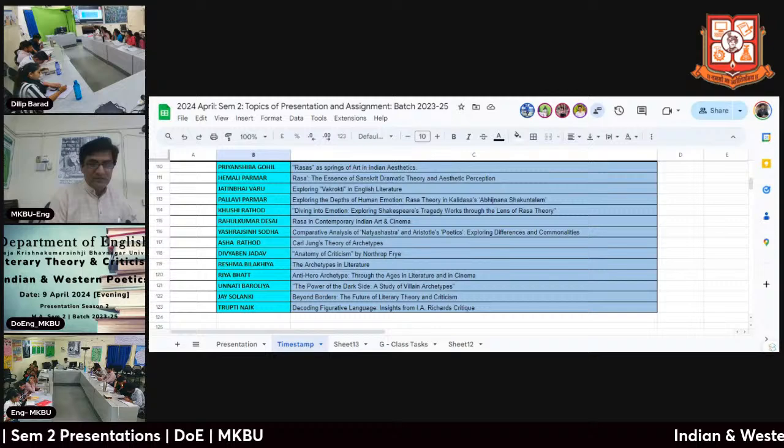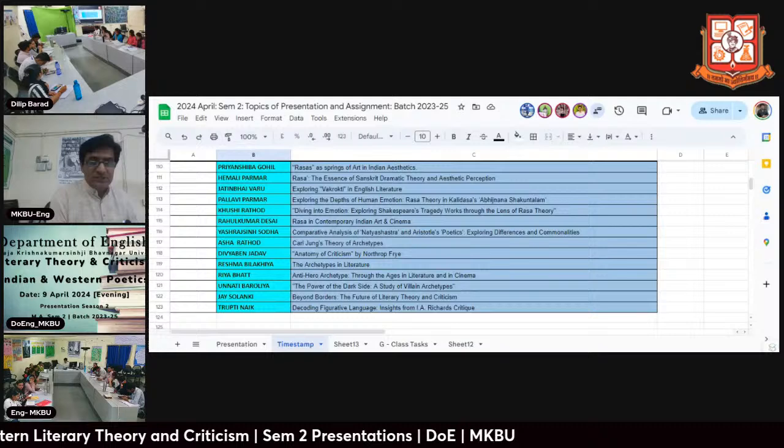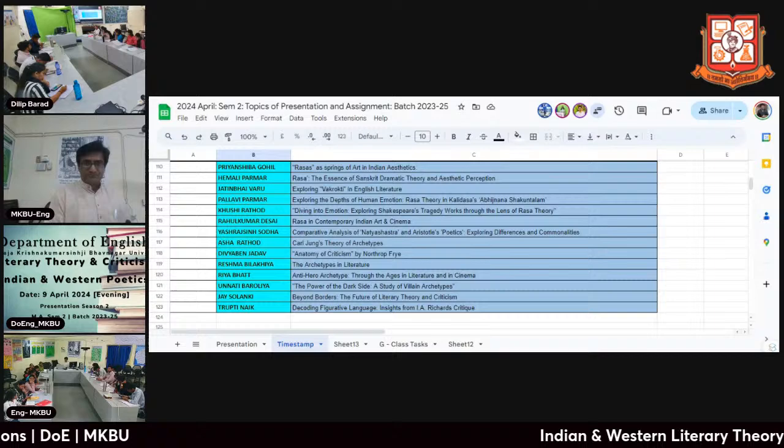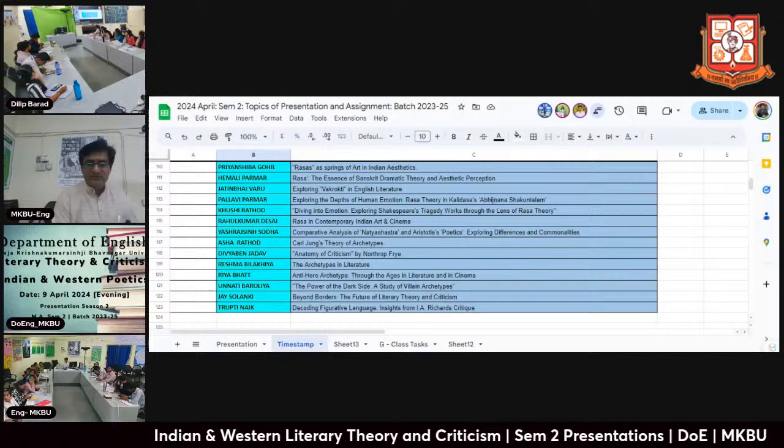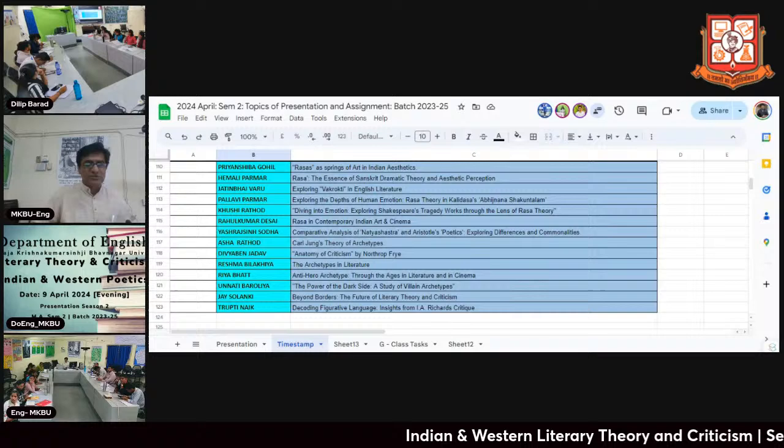PALLAVI on exploring the depth of human emotion, Ras theory, Kalidasa's Abhijnana Shakuntalam, KHUSHI on diving into emotion, exploring Shakespeare's tragedy through the lens of Ras theory. There's no need to put "works", it is good enough. Remove "works" from them.